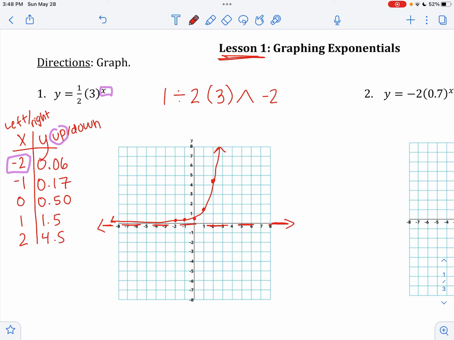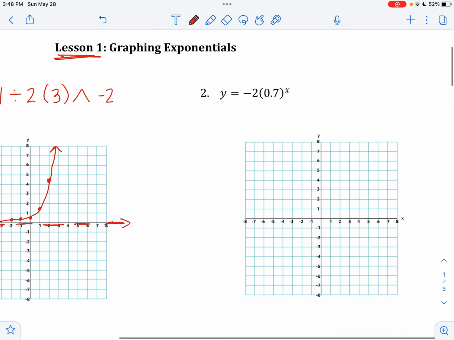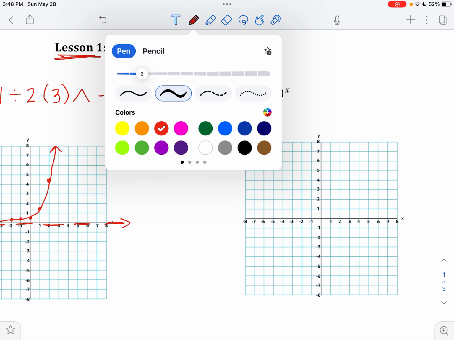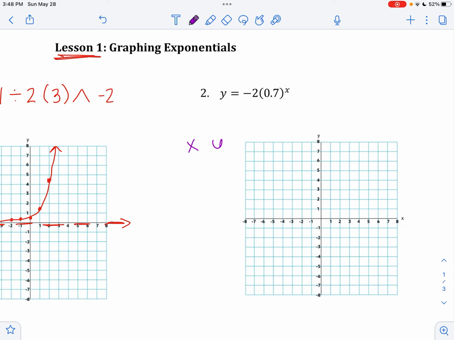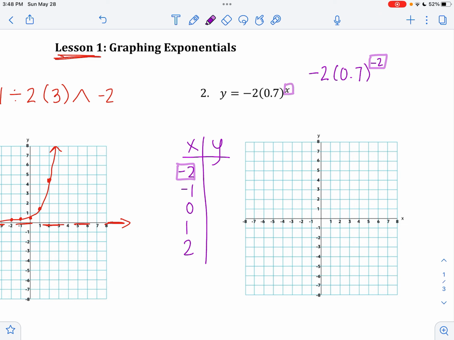Okay. Number 2. So we're going to do our table again, the XY table with -2, -1, 0, 1, and 2. And then we're going to plug in. So if I plug in -2, I'm going to do this in my calculator. -2, parentheses 0.7. I don't know why I wrote 0.2. And then raised to the power of x. And x in this case, this x is -2.